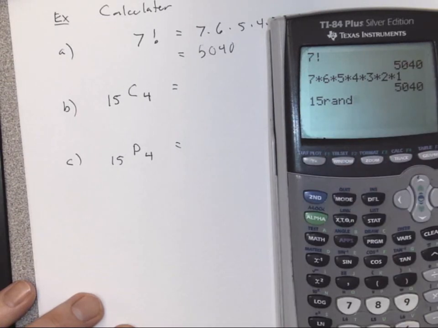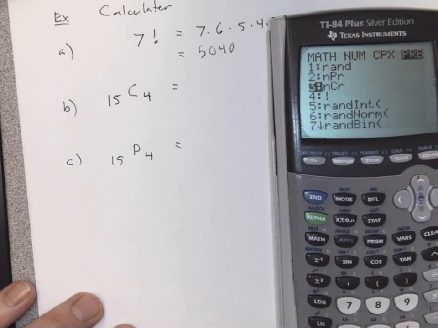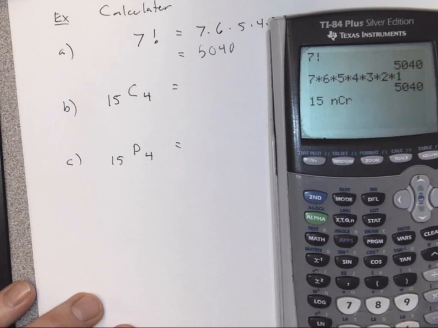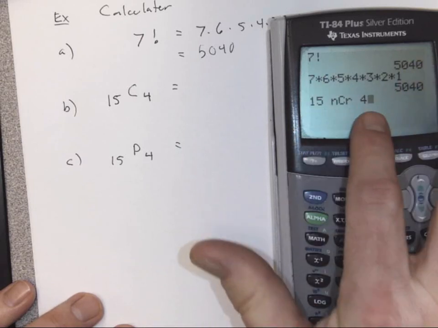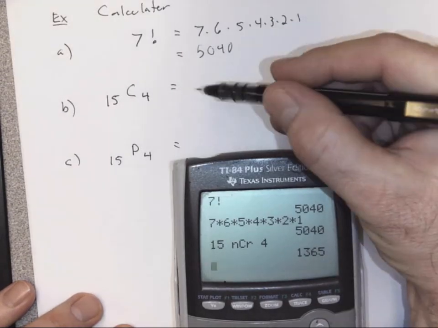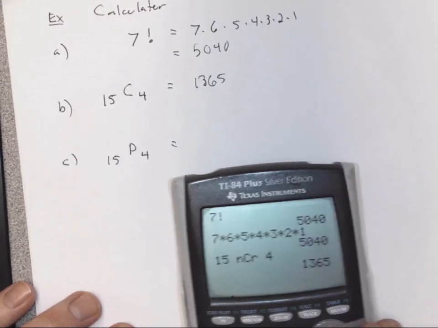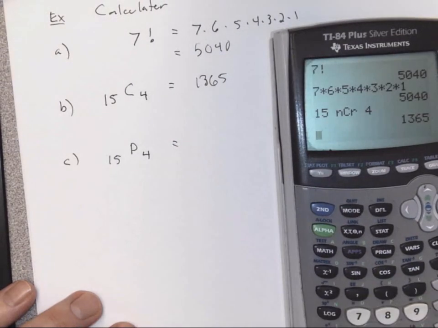Oh, I pressed the wrong one. Let's go back and delete. So math, probability, and that one. Now I want to hit 4. So 15 choose 4. Enter. So you're going to get 1365. Now order doesn't matter, so this should be a smaller number than the permutation.